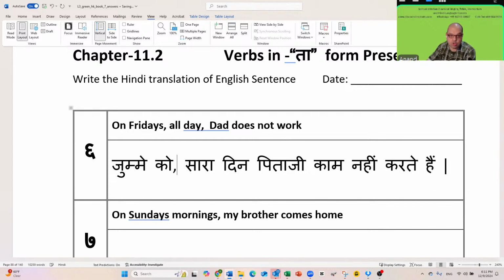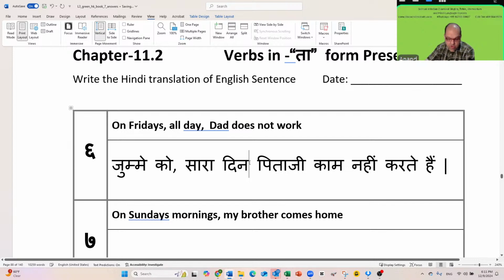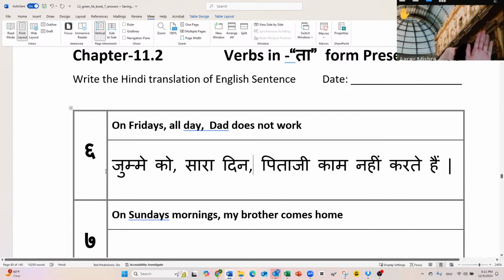Okay. So another word for Shukrawar is Jumma. Okay, Jumma. So instead of Shukrawar, I have put Jumme ko. But Shukrawar is fine. Shukrawar is Hindi and Jumma is Urdu. Yes, Ara wants to say something.